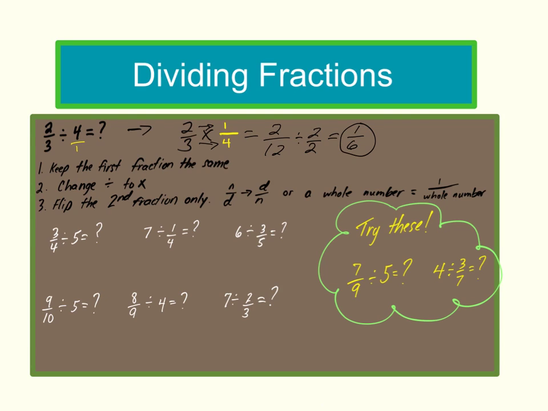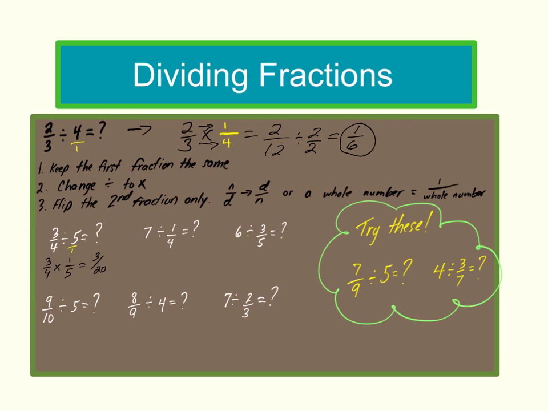So 3/4 divided by 5. We keep the first fraction, change to multiplication. Since 5 I can rewrite as 5 over 1, I flip it, and it's now 1 over 5. And then we multiply straight across. 3 times 1 is 3, 4 times 5 is 20.